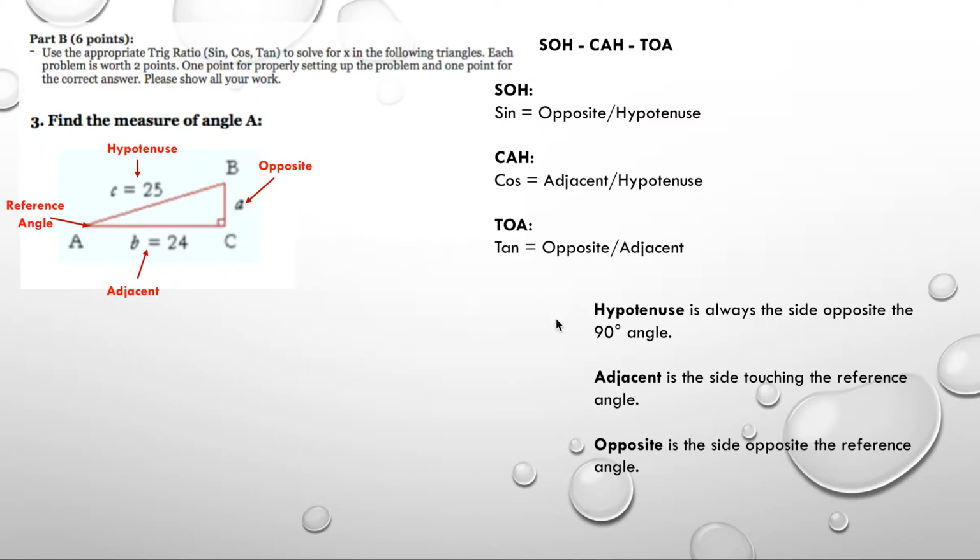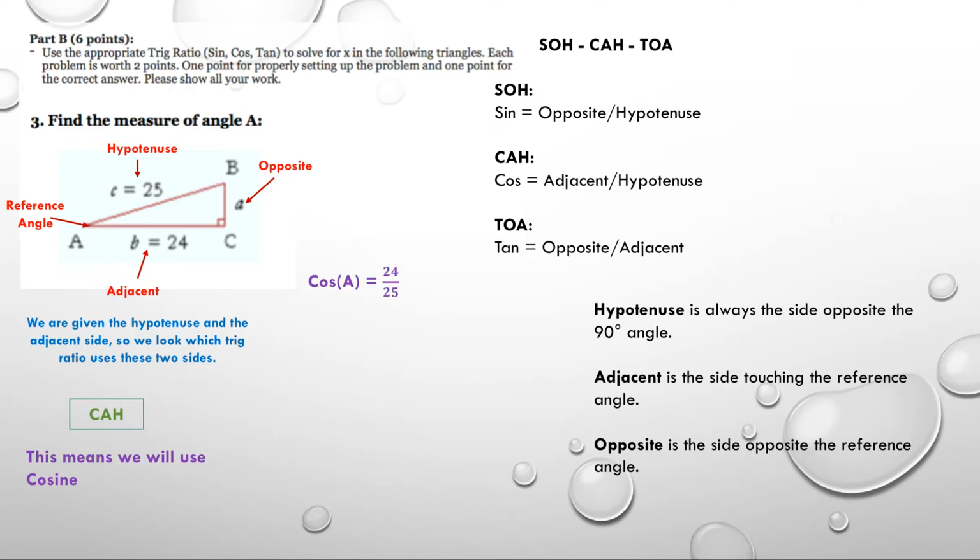For our third one, we're asked to find the measure of angle A. So again, our first step is always to label. Since we're asked to find the measure of angle A, that tells us that angle A is our reference angle. So we will label everything else based upon angle A. The small a is our opposite side, and B is 24. We were given the adjacent and the hypotenuse. So adjacent over hypotenuse tells us we're going to use cosine.